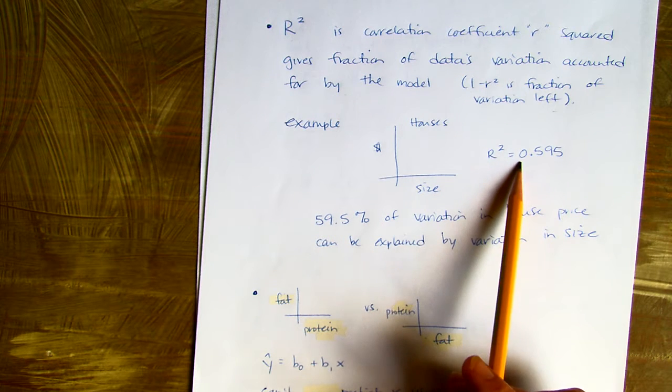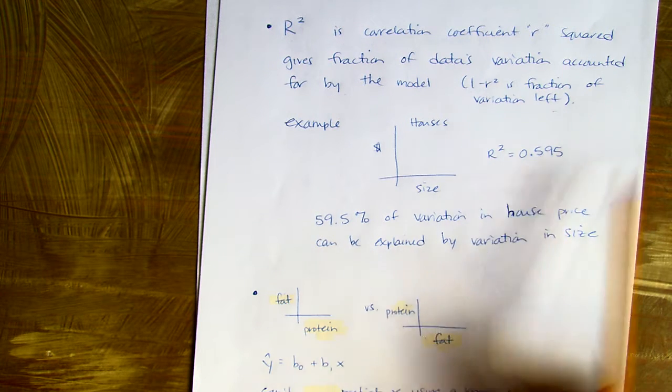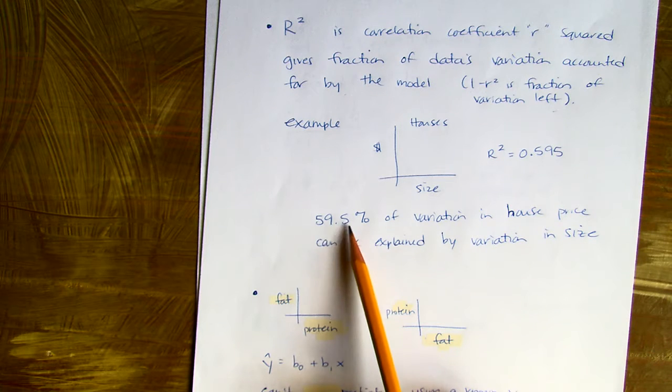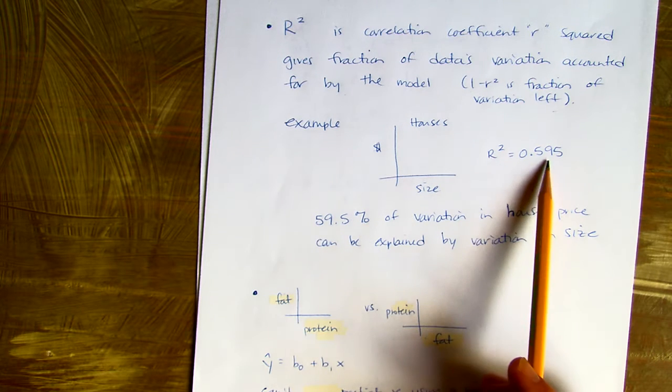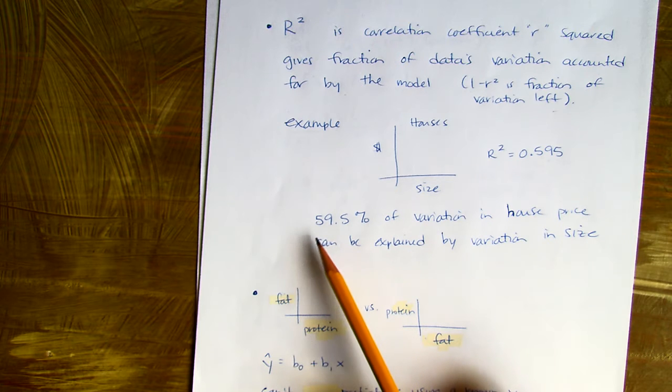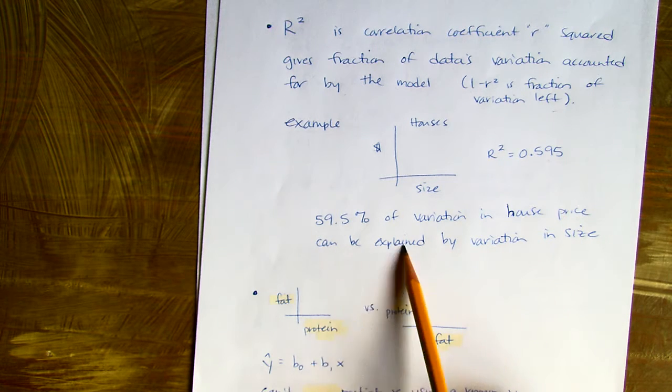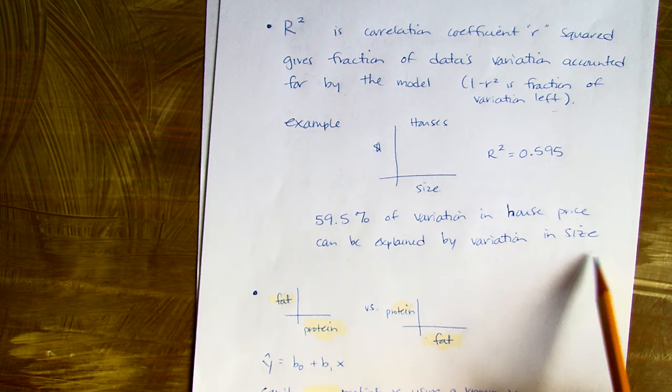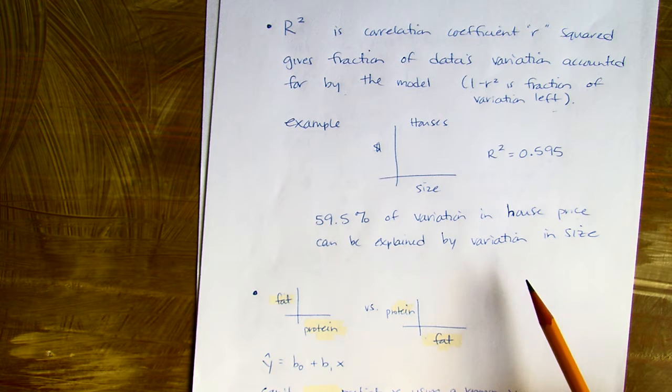And I get an R squared value of 0.595. What does that mean? That means that 59.5%, right, because this is a fraction, you can express it as a percent, 59.5% of the variation in house price can be explained by variation in size. Now think about that. That makes quite a bit of sense.